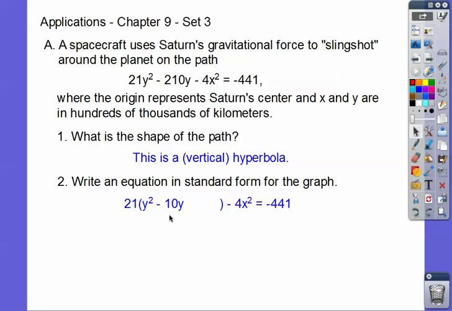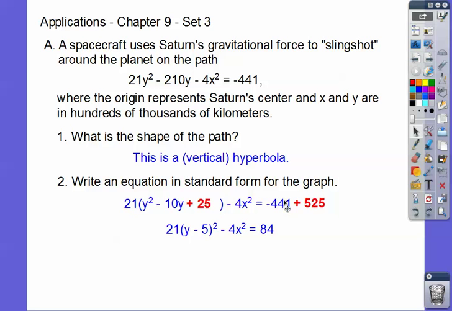Alright, so we take half of 10, which is 5, and then 5 squared is 25. So we're going to add 25 here, but we actually add 21 times 25 to this side, which is 525, so we're going to add that to the other side. So there it is, balanced out. We added 25 inside the parentheses, but we added 525, so we had to balance out this equal sign right there. Okay, so now this is going to become y minus 5 squared.